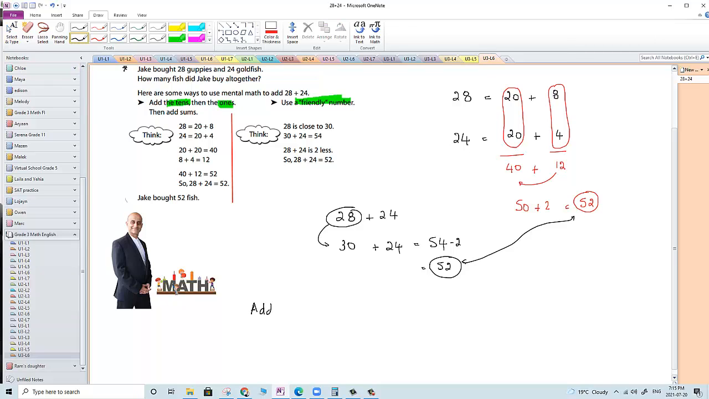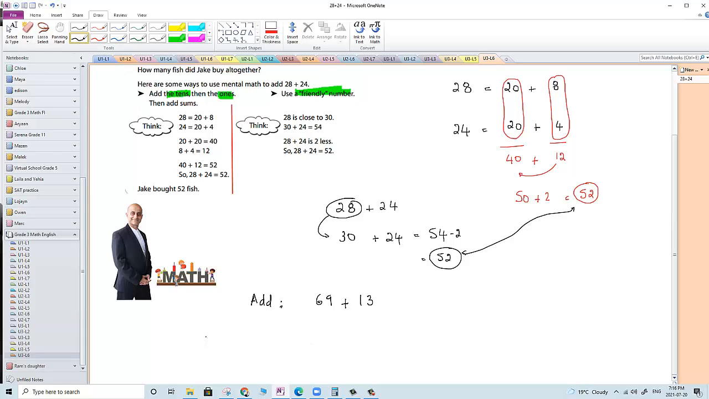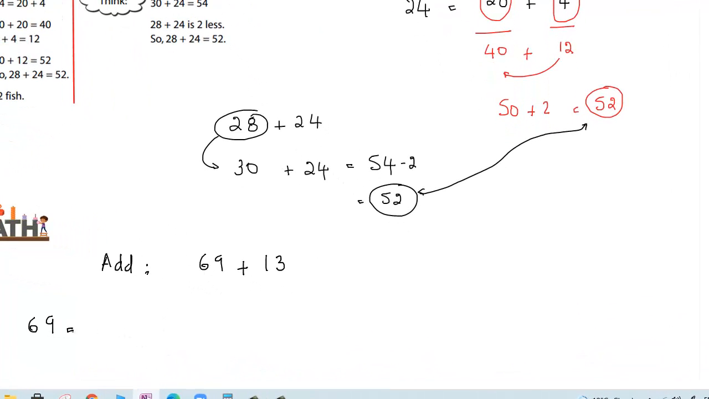So if the teacher tells me to add, for example, let's say 69 and let's say 13, and I need to do that in my head. So the first method is to break down each number into tens and ones. So the 69 means what? Means the 60 and the 9. And the 13 means what? I break it down into 10 and 3.